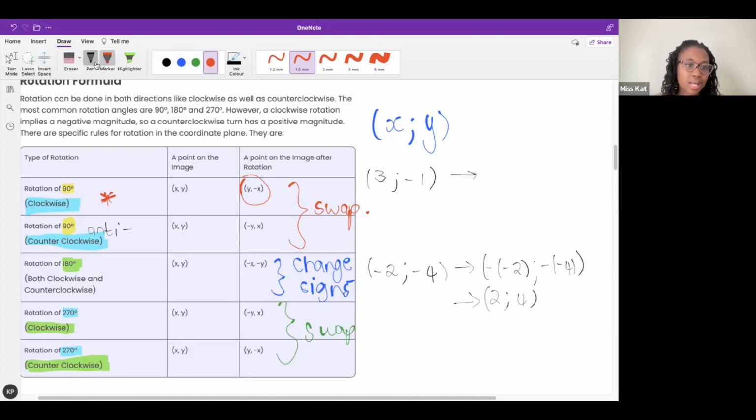Swap the points. Thank you, Mikhail. So negative 1 will come first and 3 will come second. Are we done? No, we're not. What else do we have to do? We said X does what? What's happening to the X coordinates, guys?